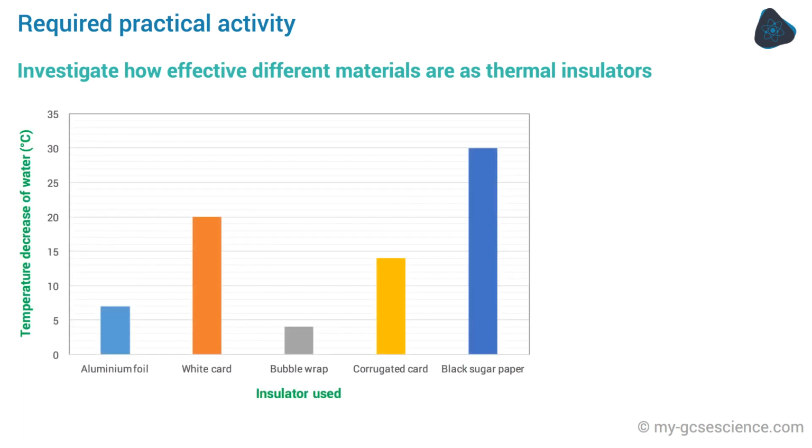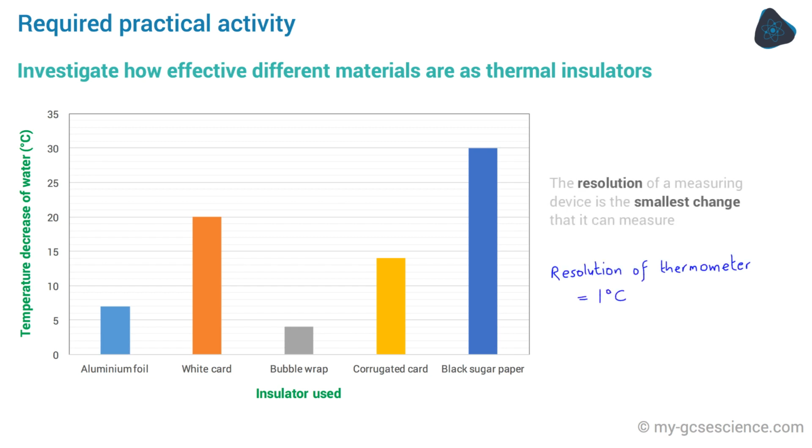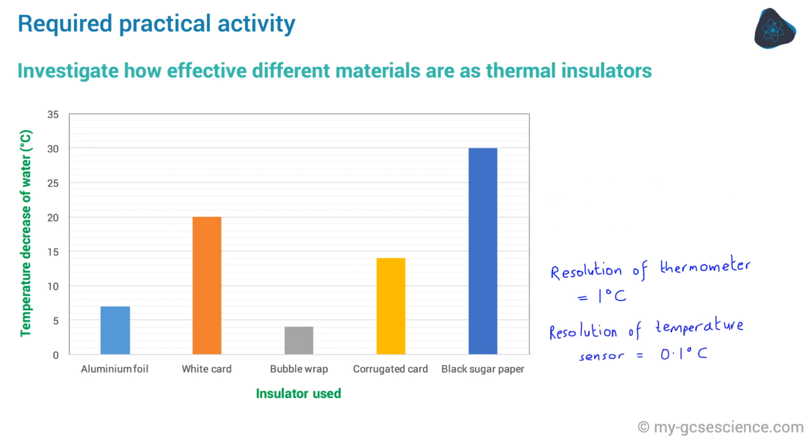As you can see, we've plotted a bar graph here because the independent variable, the type of insulator used, is a categoric variable. For this investigation, we've used a thermometer with a resolution of 1 degree Celsius. The resolution of a measuring device is the smallest change that it can measure. An electronic temperature sensor might have a resolution of 0.1 degrees Celsius. That's 10 times better than our old thermometer.